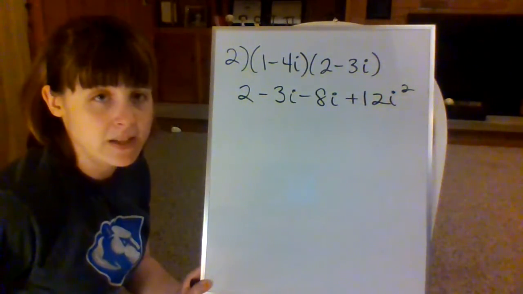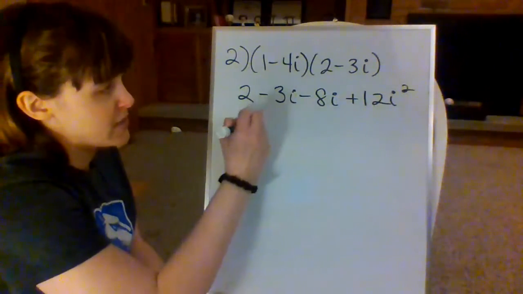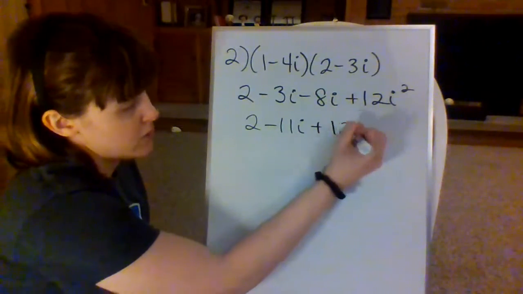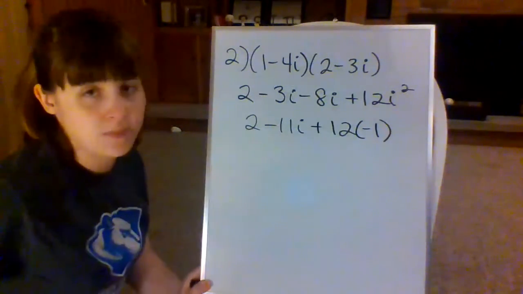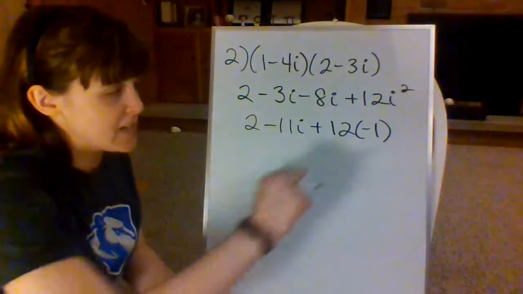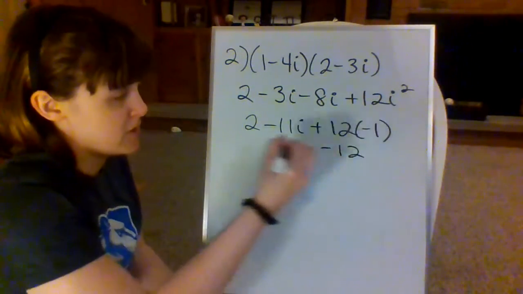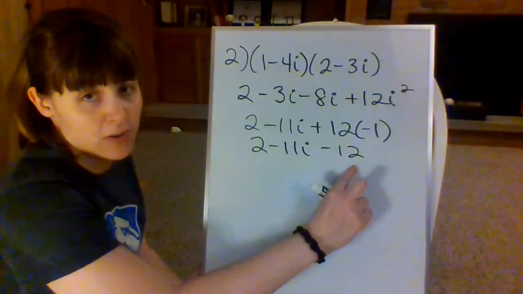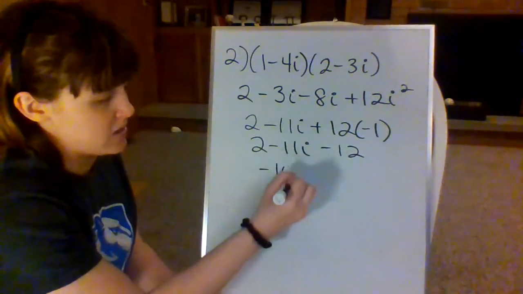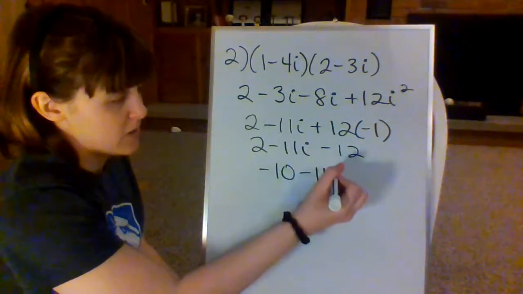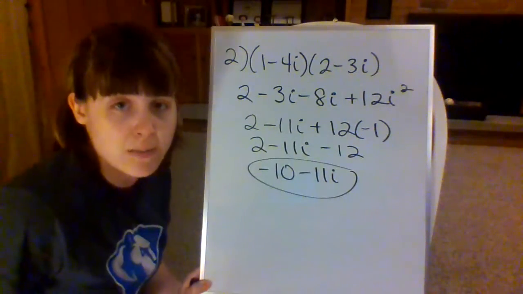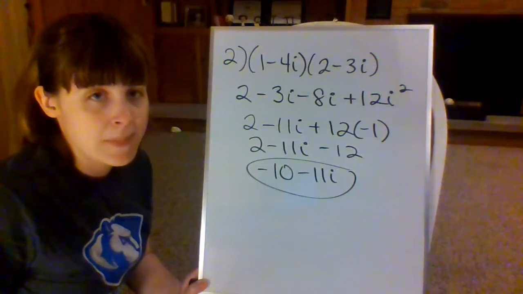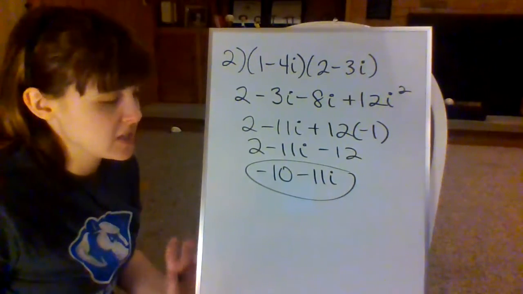Okay, so we're going to combine the like terms in the middle. So that makes 2 minus 11i plus 12 times negative 1. Okay, so at the end here, this is going to become minus 12. So 2 minus 12 is negative 10. So final answer is negative 10 minus 11i. Okay, so hopefully that made sense and you're good with that.